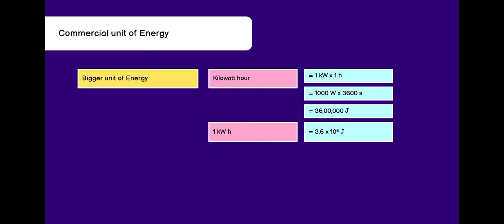So 1 kilowatt into 1 hour gives us this unit. So 1 kilowatt is equal to 1000 watts into 1 hour, which is 3600 seconds. So therefore this will give us 36 lakh joules. Right? So therefore 1 kilowatt hour can be written as 3.6 into 10 raised to 6 joules.